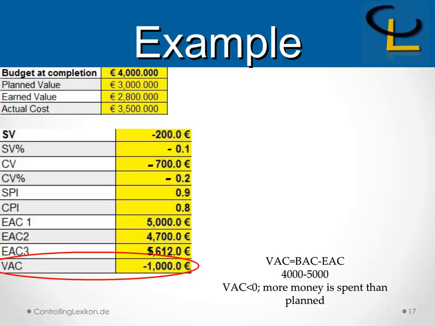Finally, calculating variance at completion, as I have mentioned before, equals budget at completion minus estimate at completion, which is 4,000 minus 5,000, and the result is minus 1,000. Now, this result indicates that more money is spent than planned because the result is less than 0.